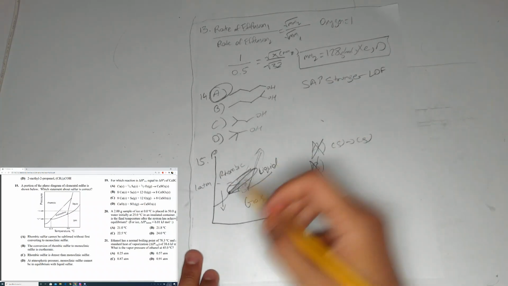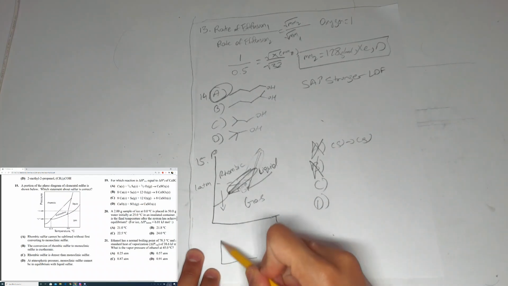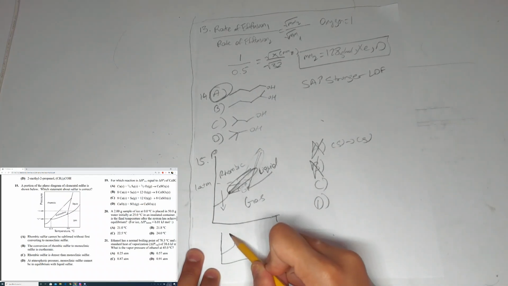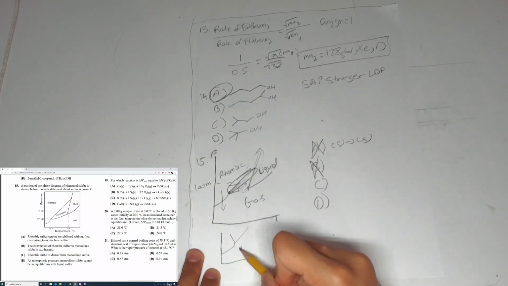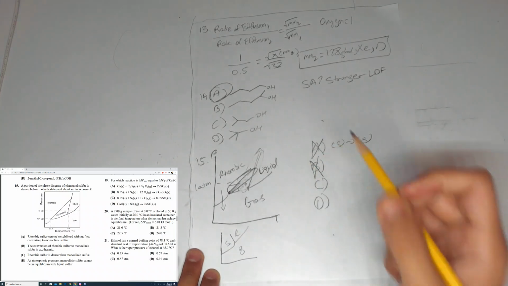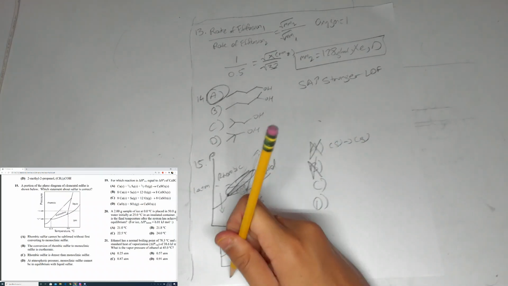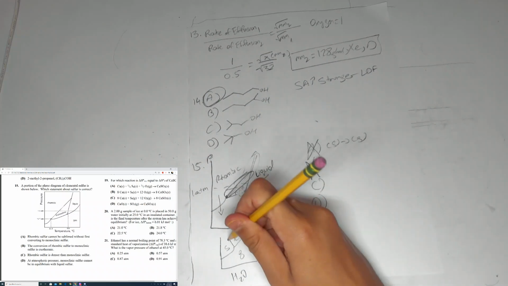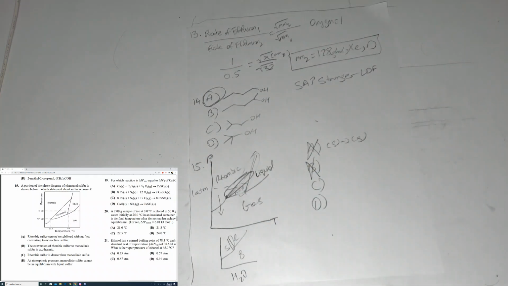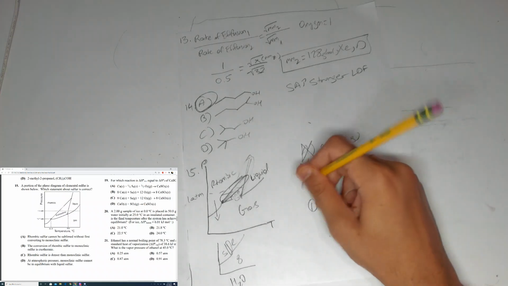Let's take a look at an example of water. So we'll draw our phase diagram. You see there's a negative slope. That means the one on the left, solid, is less dense than the one on the right, liquid. That means ice is less dense than water. You know this because ice floats on water. So that means C is good.